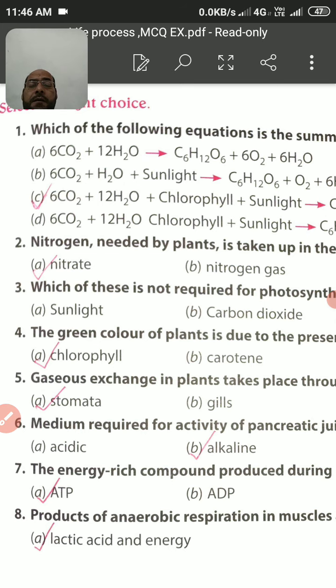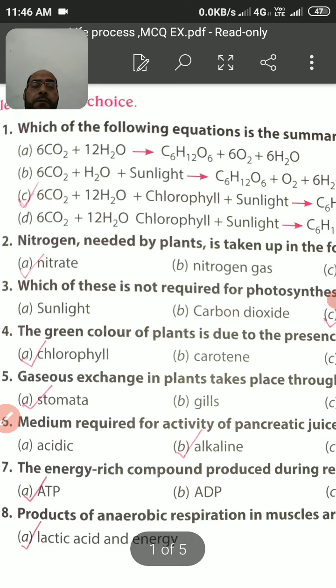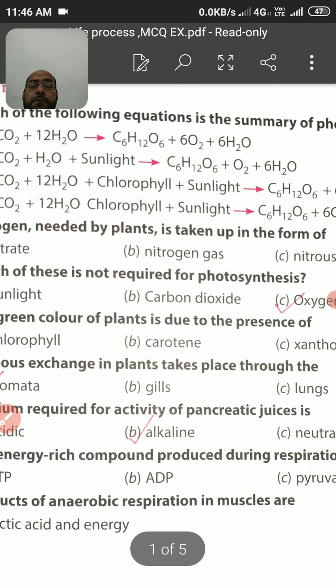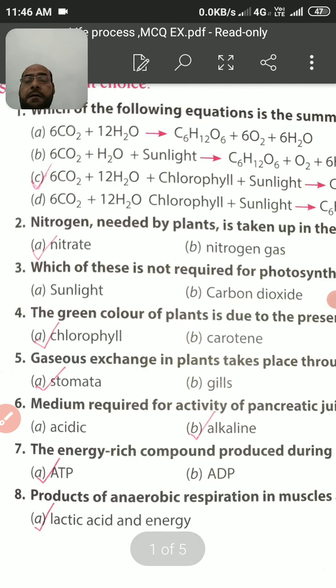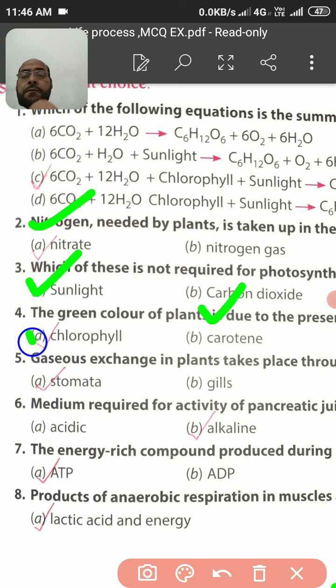Question 4: the green color of the plant is due to the presence of which pigment? That is chlorophyll. Chlorophyll is the green pigment, and the green color is due to the presence of chlorophyll.